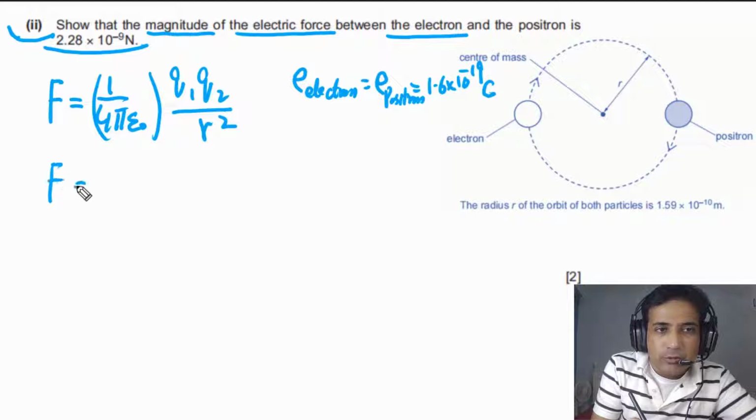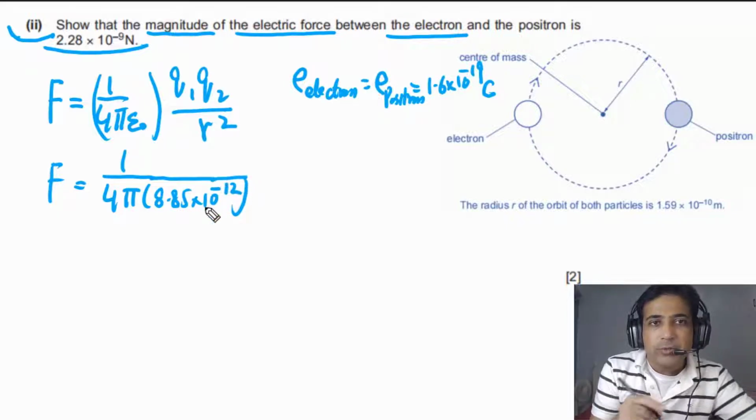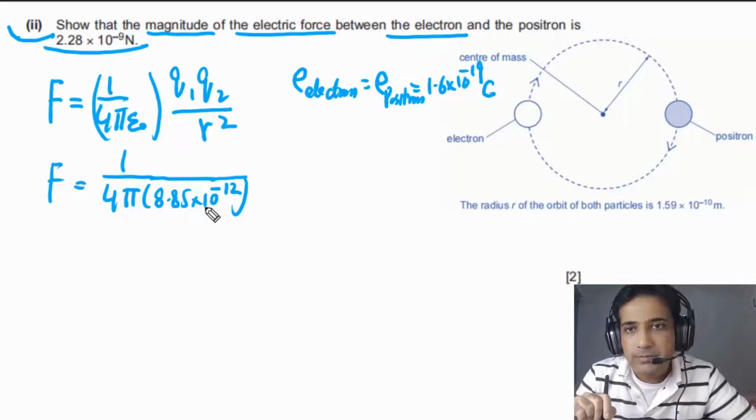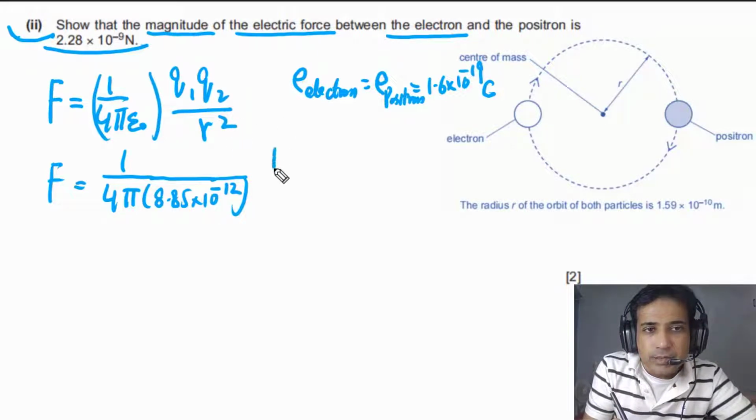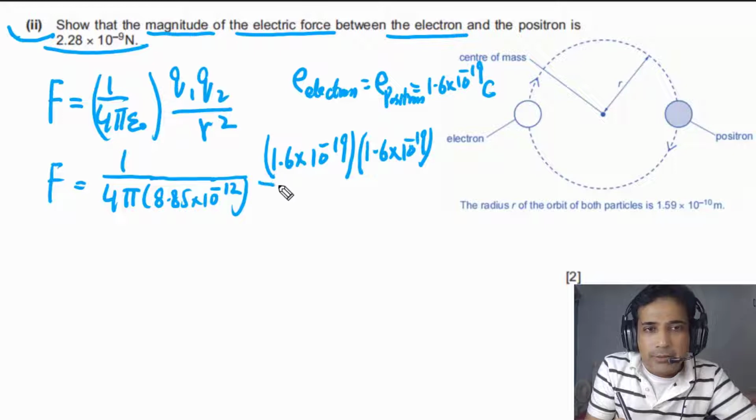In this case we have 1 over 4 pi epsilon naught. Epsilon naught has value 8.85 times 10 to minus 12. So this is the value of epsilon, and you can get this value from given data, means from constants. Q in this case is 1.6 times 10 to negative 19. This is the amount of charge on electron, and the amount of charge on positron also is the same. We are just talking about magnitude, so we can just plug in the value of magnitude.